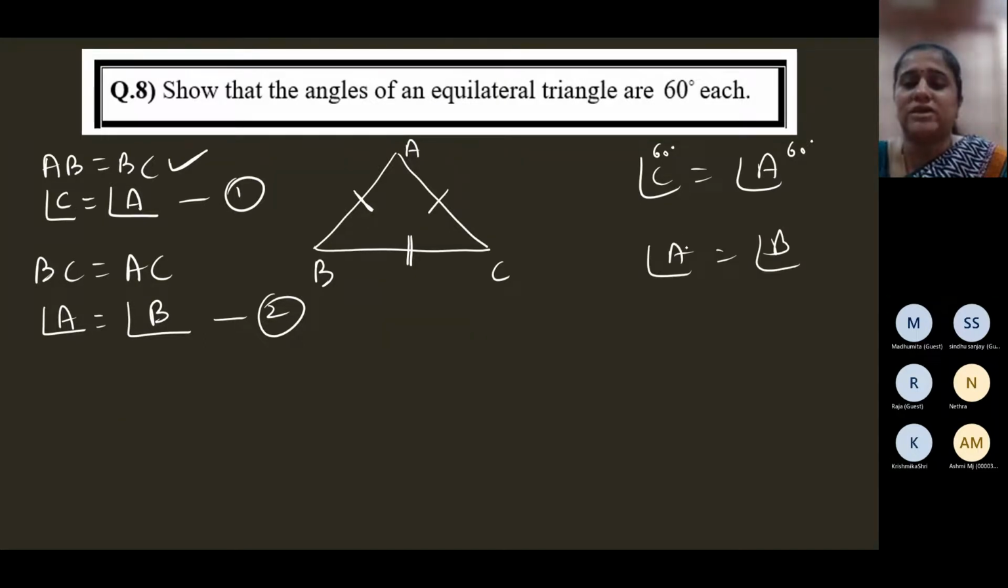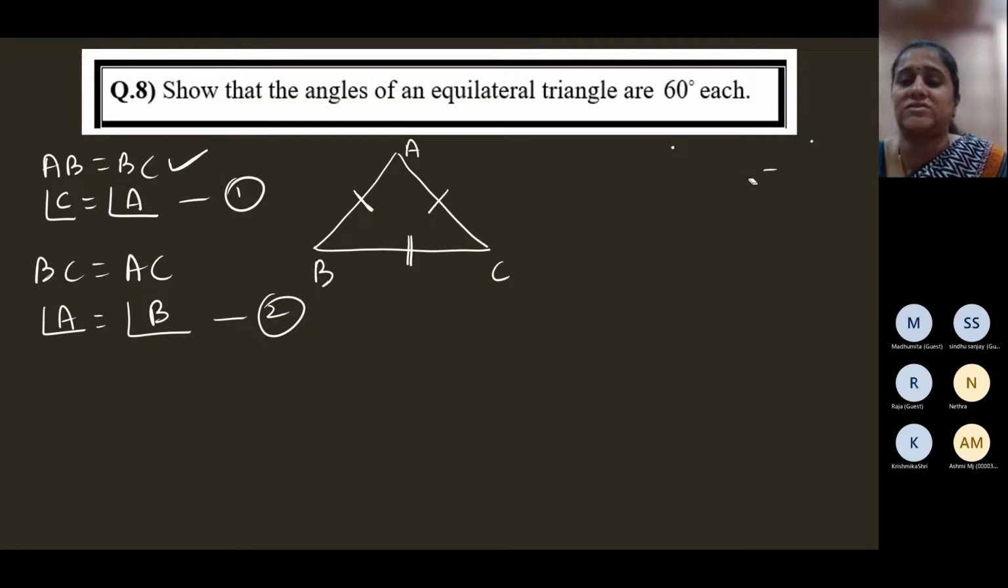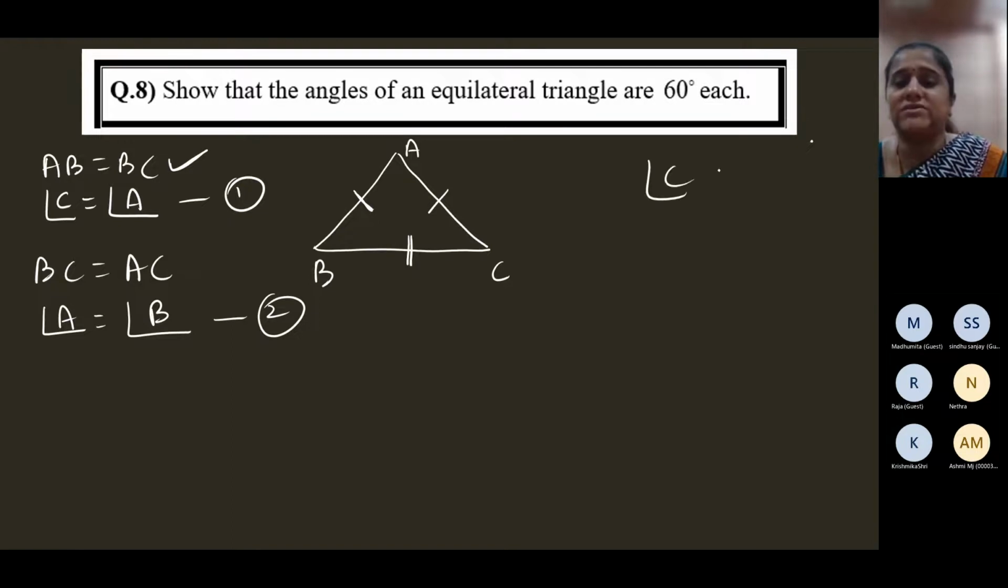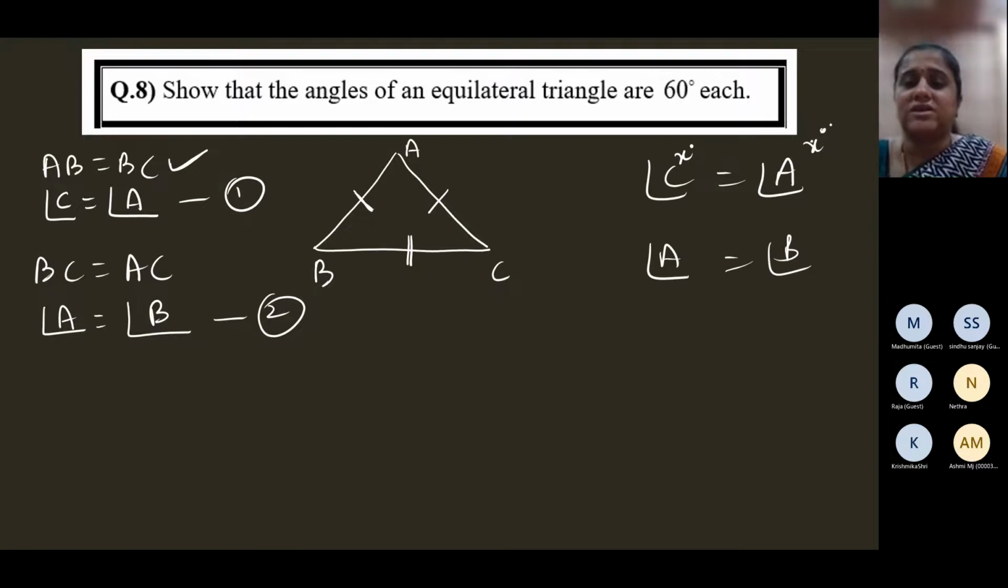Now A is also equal to B. How much is A? 60. Then how much will be B? B also will be 60. That means A, B, C all are 60. No, if I use 60, then maybe you will have a doubt. I'll not say 60. I'll just say X. Now angle C is equal to angle A. Supposing angle C is X degrees, then A is also X degrees. Now we have angle A is equal to angle B. Angle A is X degrees, and because it's equal to B, B is also X degrees. Now A is X degrees, B is X degrees, C is also X degrees.